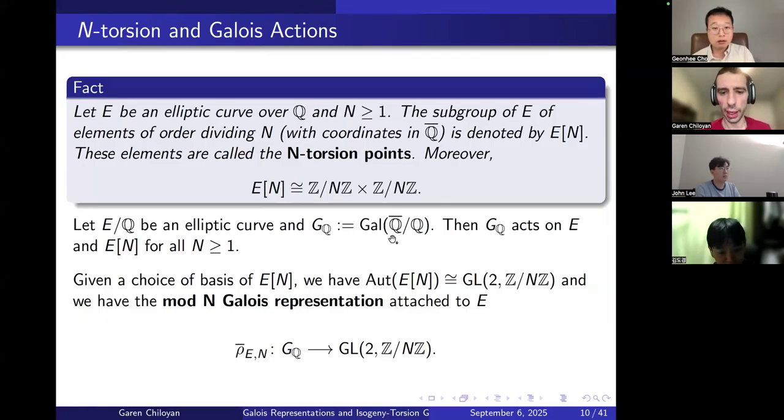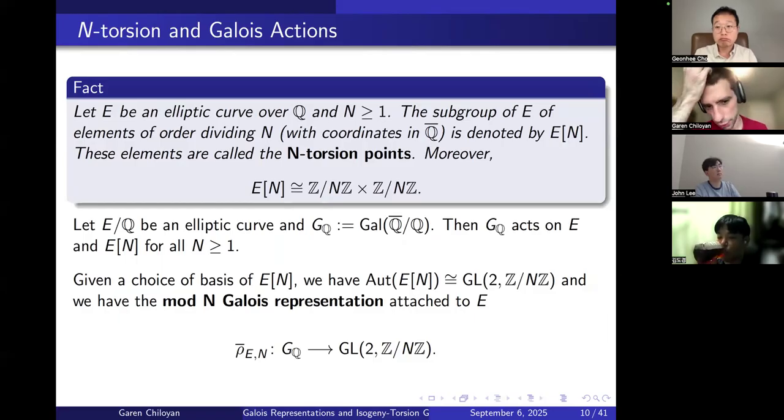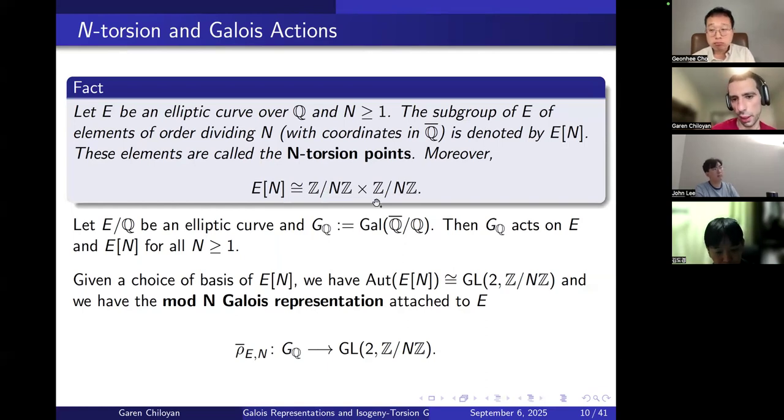If you call the absolute Galois group of Q as GQ, we have that GQ acts on E and E bracket n for all positive integers n. And given a choice of basis of E bracket n, so E bracket n has 2 generators, it doesn't have just one basis. You can give me any large number of bases. They're all going to be the same basis up to conjugation. They won't be the exact same, but we can conjugate with each other.